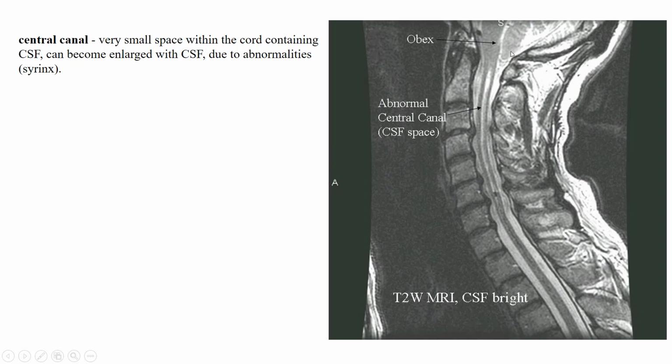And you can see here the cerebellar tonsils do extend down past the foramen magnum into the cervical spine area, and that is an abnormality as well. So we don't know whether it's being pulled down from below or being pushed down from above, but that's an abnormality.